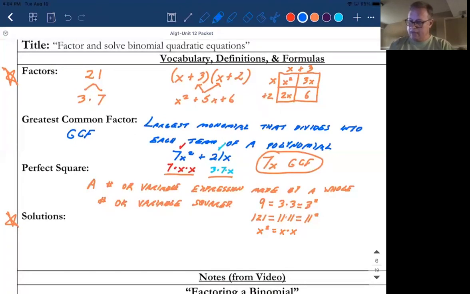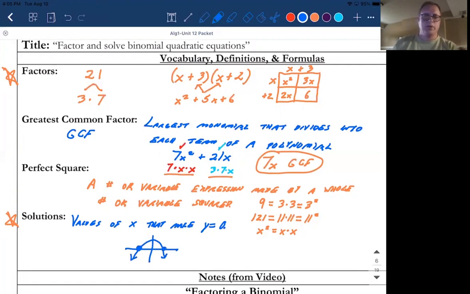All right. So then we've already talked about solutions in a previous video, but solutions, if you'll recall, are values of x that make y equal to 0. Remember, solutions to a quadratic actually are the locations where the graph crosses the x-axis.